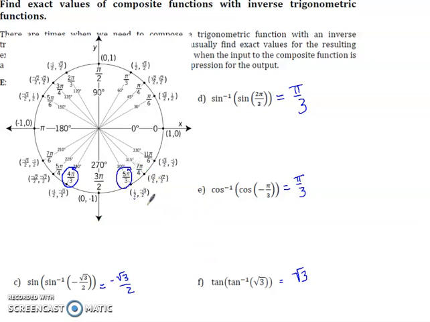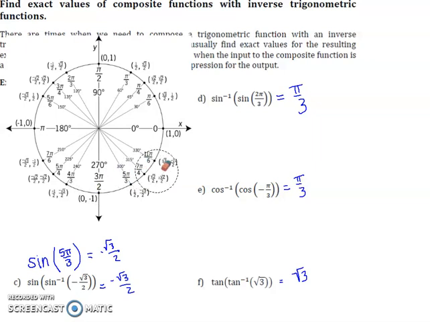Now remember that sine is only defined from negative pi over 2 to pi over 2, so I'm going to use the angle 5 pi over 3 because that is in the interval that I'm looking for. So sine of, and then the angle is 5 pi over 3, which does give us a sine value of negative square root of 3 over 2.